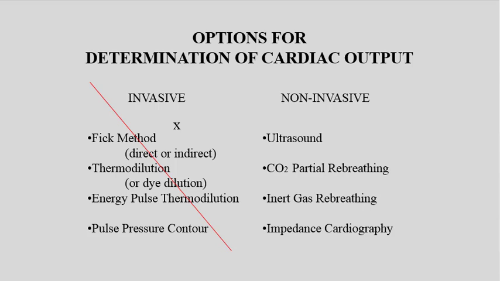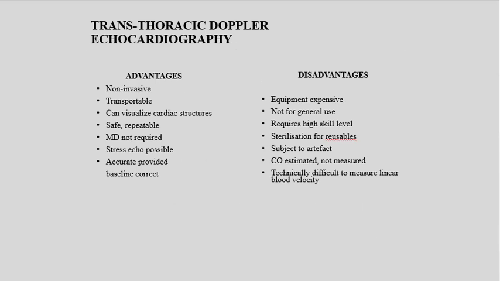Carbon dioxide, partial rebreathing. First, we'll look at the advantages and disadvantages of ultrasound, particularly the transthoracic Doppler. It's non-invasive, transportable, can visualize cardiac structures very clearly, safe, repeatable. You don't need to be a doctor to do it. Stress echo obviously is possible and is accurate provided the baseline and the operators are correct.